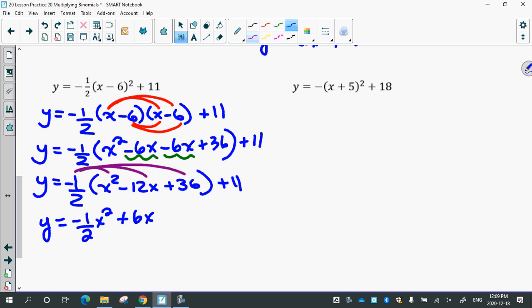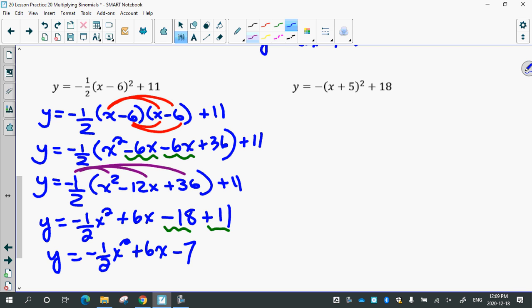Negative 0.5 times positive 36, negative 18, plus 11, and then you gotta combine the negative 18 and the plus 11. That's minus 7. So there's your standard form.